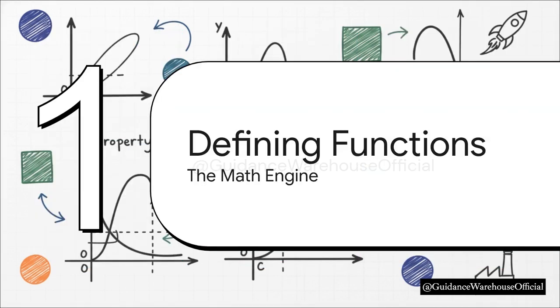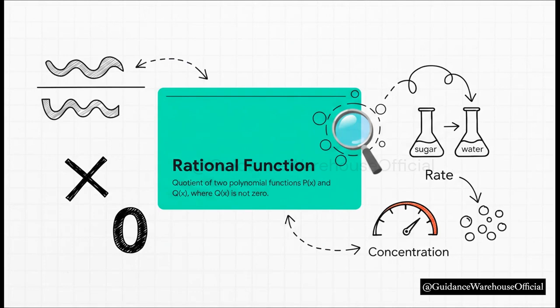Section 2. Defining rational functions. Let's get right into the mathematical engine we'll use to solve our tank scenario. So what actually is a rational function? Well, it's basically just a function that can be written as the quotient or fraction of 2 polynomial functions. We usually call them p of x divided by q of x, where the denominator, q of x, is not equal to 0. In simple terms, it's just a ratio.